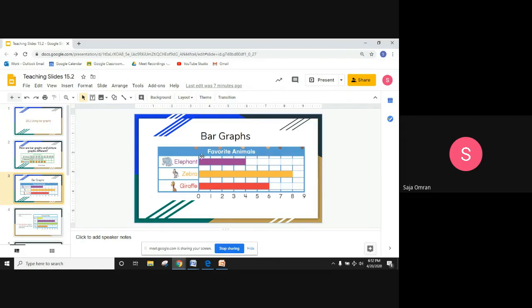So for elephant, we have 1, 2, 3, 4 people. You look at where the line stops and you go down. There's 4 people who voted elephant. Or you can just count the boxes. So how many people voted zebra? You can go all the way down the bar. Where does it stop? Which line? You go down, it goes to 8. So 8 people voted zebra. How about giraffe? You can either count 1, 2, 3, 4, 5, 6, or you go all the way, you look down and it says 6.